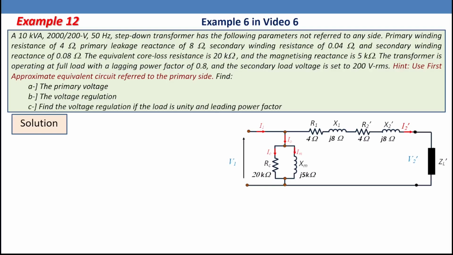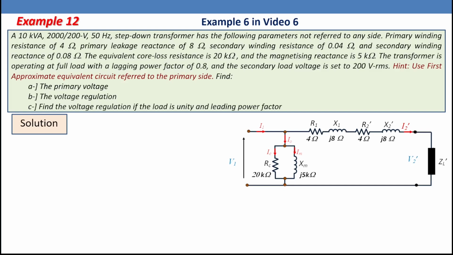It's about time to have an example now. This is example number 6 in video number 6. We are going to repeat it here to calculate the voltage regulation. We have a 10 kilovolt ampere, 2000 volt / 200 volt, 50 hertz step down transformer. We are given R1, R2, X1, X2, and also information about R core and XM. So this means we are going to use a first approximate equivalent circuit.